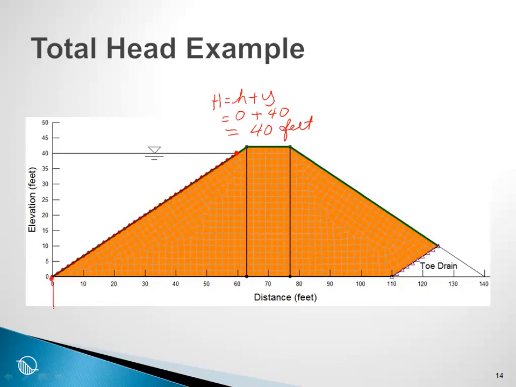At the toe of the embankment here, the total head is equal to the pressure head plus the elevation. The pressure head is 40 feet plus the elevation is 0, therefore the total head is 40. Now this is extremely convenient, that even though the pressure changes along this face, we can specify one boundary condition along this face where the head is equal to 40. The total head is the same everywhere.